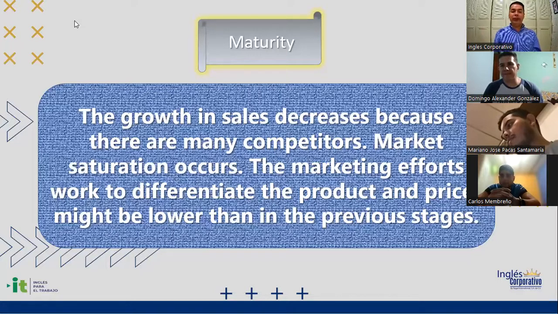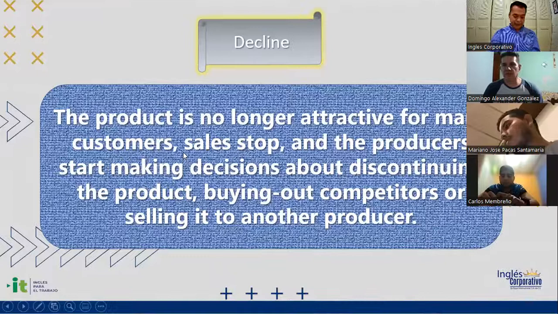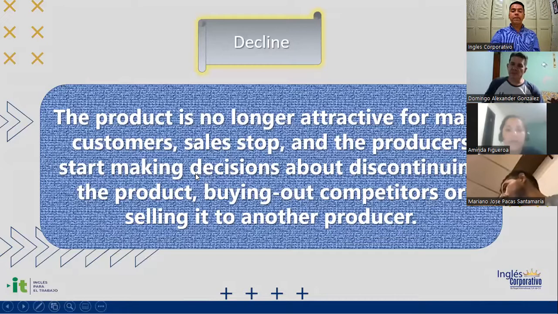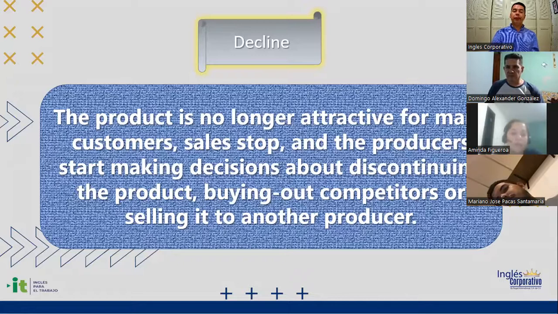They know your product. They know what the pros and the cons of your product are, right? And so you have to reduce the price of your product, you know? Okay, good. And then we have Aminda, please. Would you like to read the last stage, decline? Okay, the product is no longer attractive for many customers. Sales stopped. And the producers start making decisions about discontinuing the products, buying out competitors, or selling into another producer.